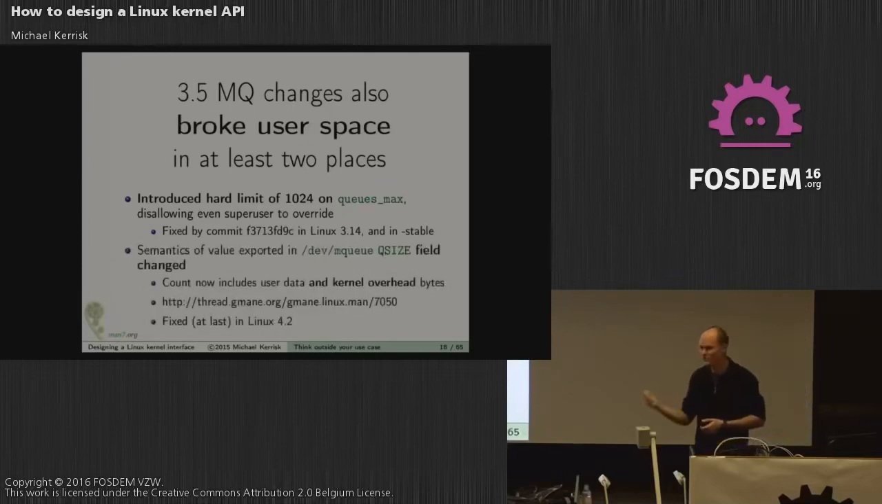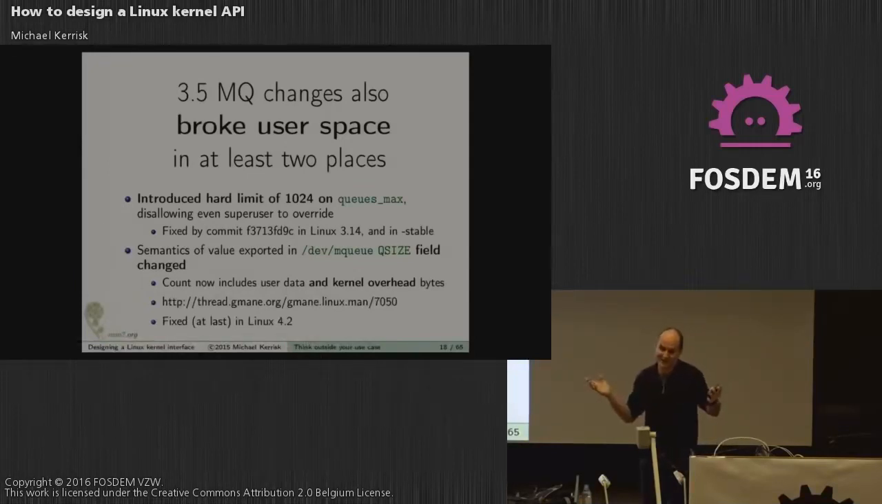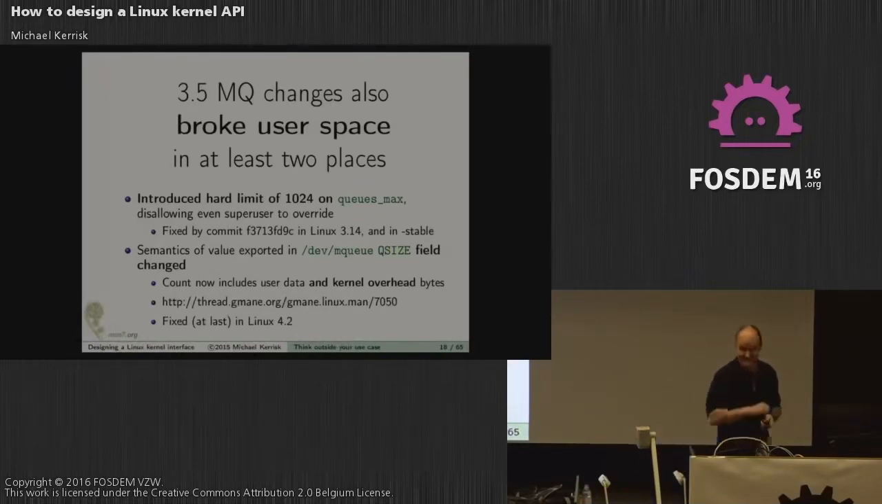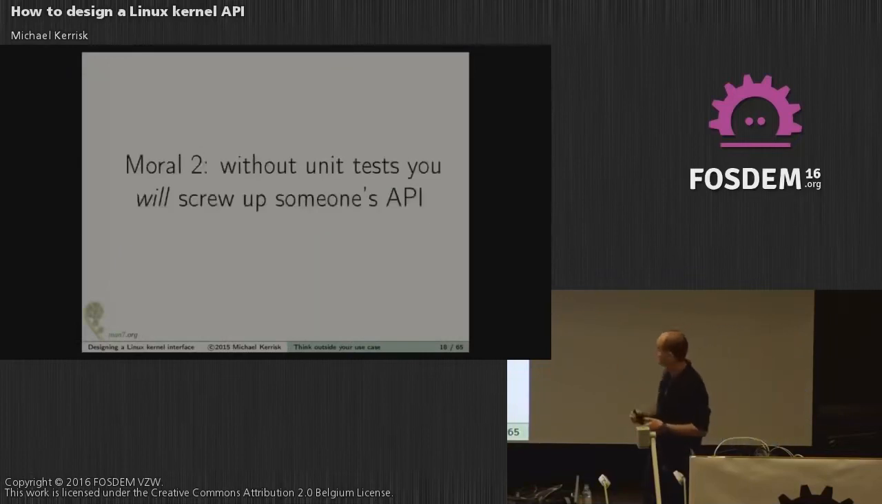And then there was a more minor problem. There's a pseudo file system you can use with message queues that allows you to see the number of data bytes in a message queue. And before these changes, this correctly reported the number of user space data bytes that were in the queue. After these changes, it included some kernel overhead. Who knows how the kernel overhead was calculated? The point was that from the point of view of user space, it made this field of no use at all. Again, finally, that was fixed quite recently, but many kernel releases later.